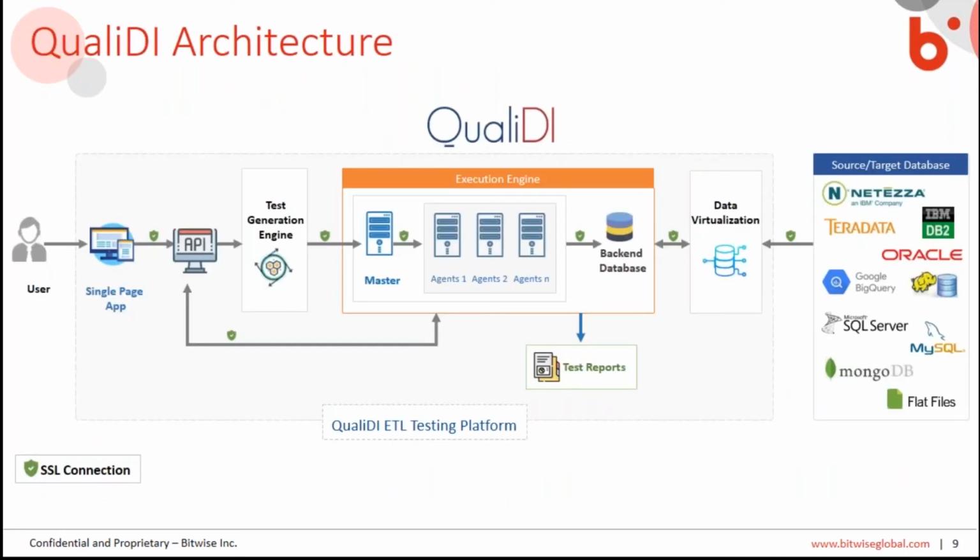Let's move forward and try to understand the architecture of QualiDI. As I have already said, the end user can be an ETL tester, developer, test lead, or even BAs for requirement management. QualiDI is a single page web application that avoids unnecessary page transitions and page loads. You can use all popular browsers to access QualiDI. This eliminates any need for client-side installation. The test generation engine is used to generate the test cases by reading your requirements or mappings.